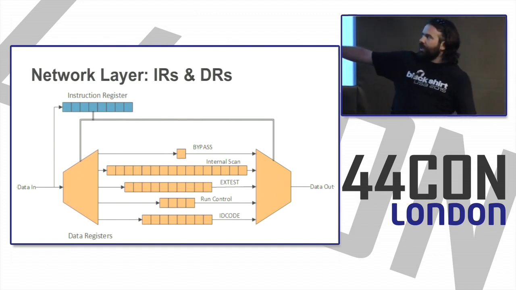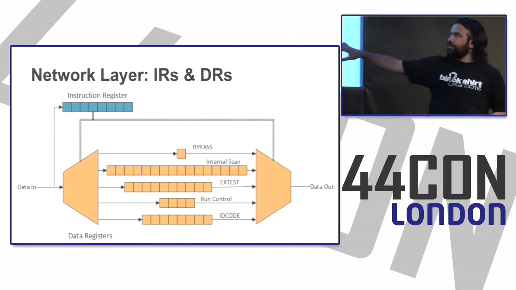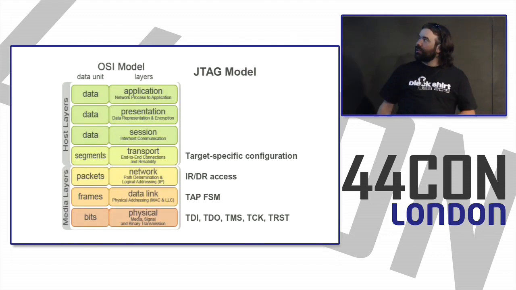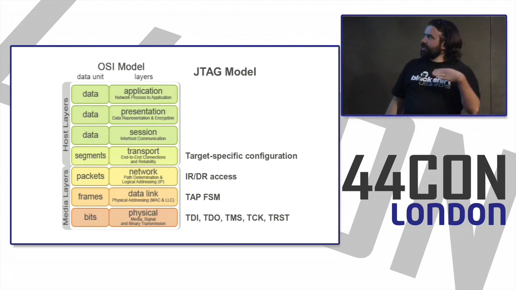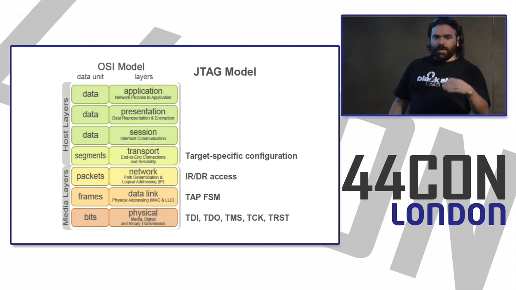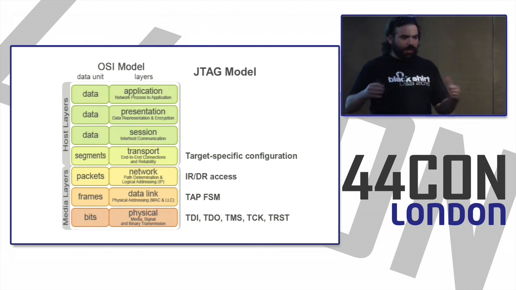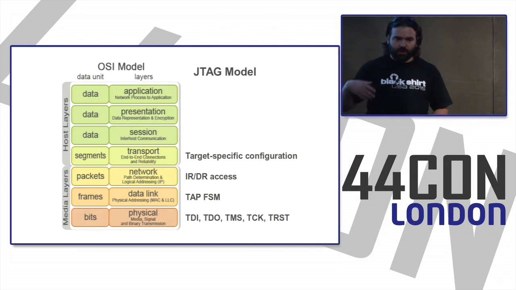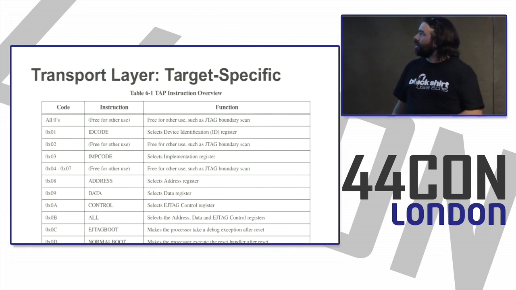So each of these data registers has a specific purpose. We'll talk about some of these purposes in just a moment. Go for it. So on top of that, we have this ability to talk about IRs and DRs, and that's really our interface. We have an instruction register, sometimes they're called opcodes, and the data register, which is where we throw the data we want it to operate on.